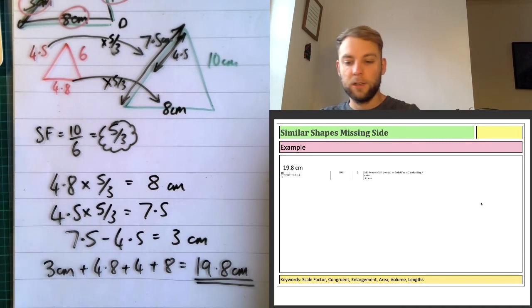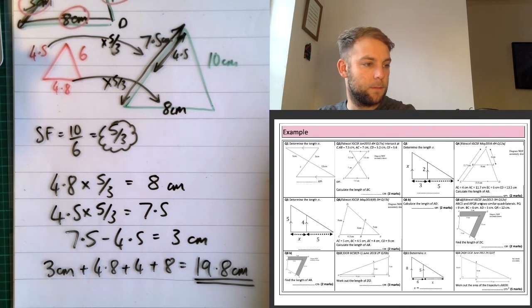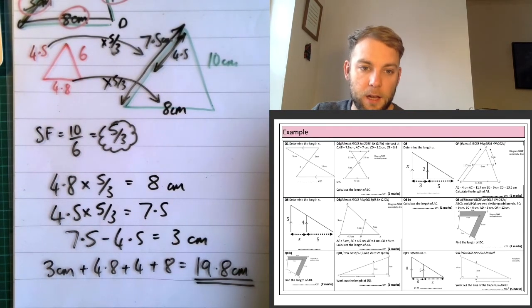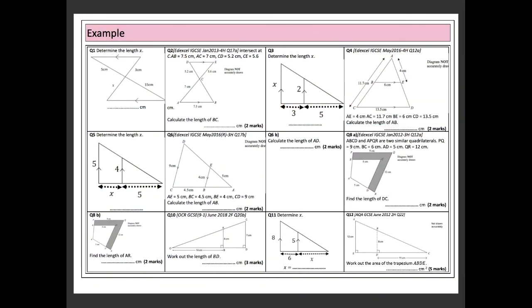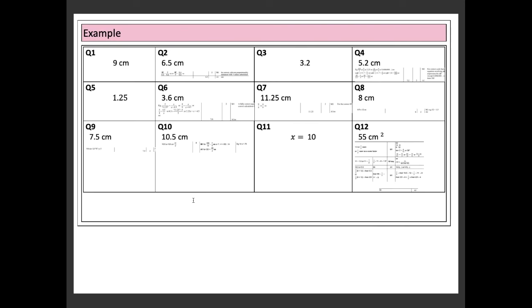Okay. So I've got some questions here. I'm going to make it big for you to have a go at. So pause now and have a go at those questions. Okay, I'm going to pop the answers on, so mark those in green.